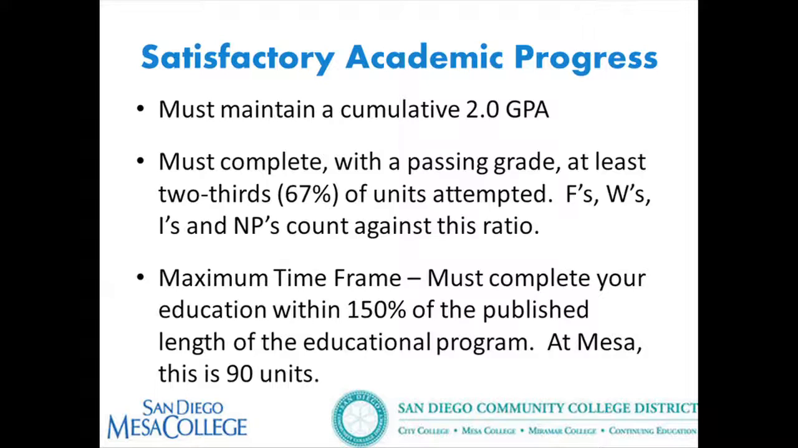You're eligible for up to 150% of the published length of time of a program. At a community college like Mesa, it takes 2 years or 60 units to get an associate's degree. So you have 3 years or 90 units worth of eligibility.